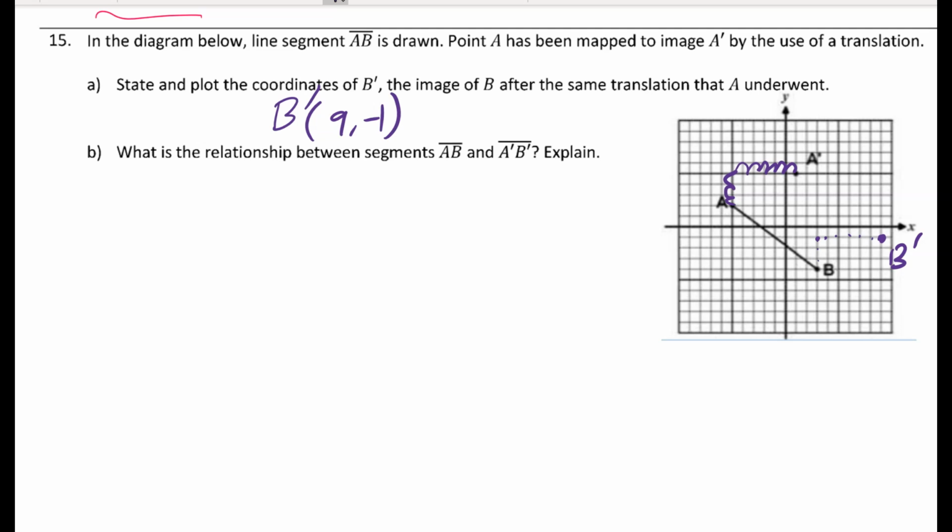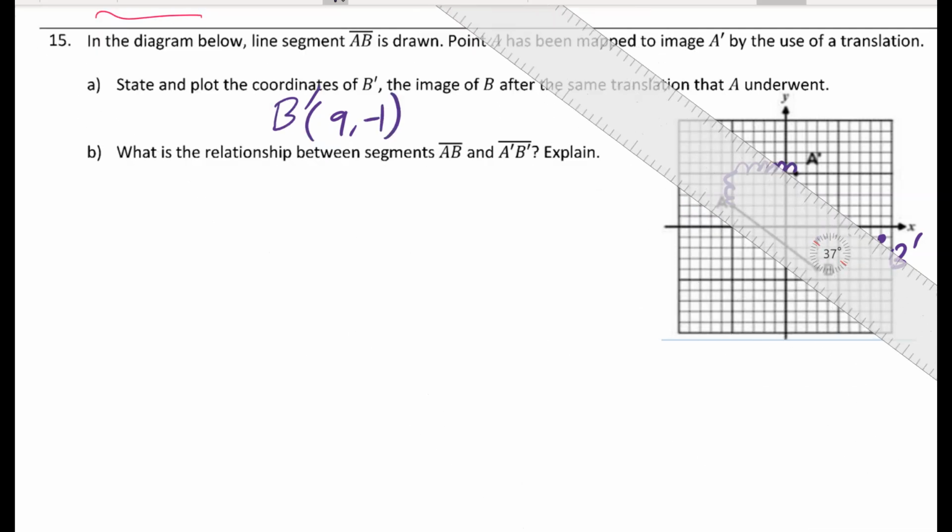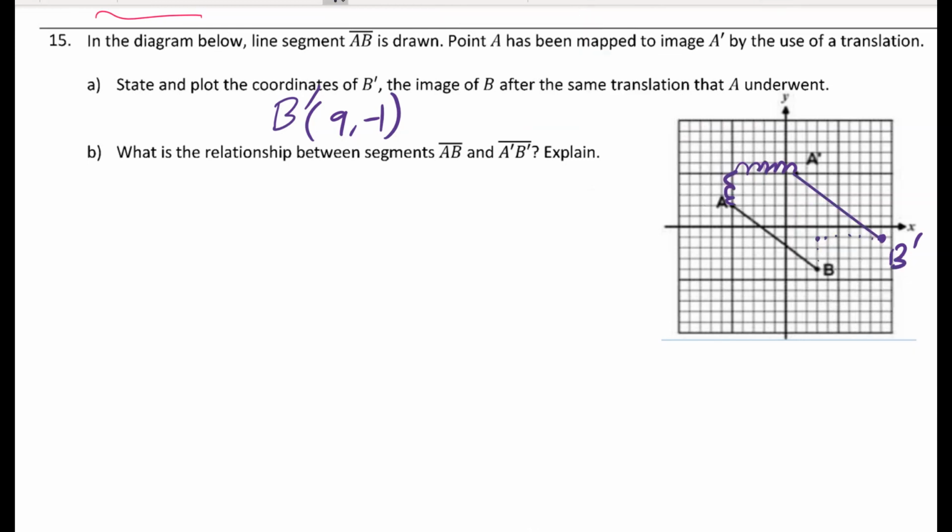And if I connect those, I actually am going to use a straight edge this time. And there's a reason why. Of course, you should be using a straight edge every time when you're plotting points. What is the relationship between AB and A'B'? Well, they are parallel. Reason being, if you translate a line segment somewhere else, it's going to have the same slope. So translation preserves parallelism. So you could either say that, or you could say that they have the same slope, therefore they are parallel.